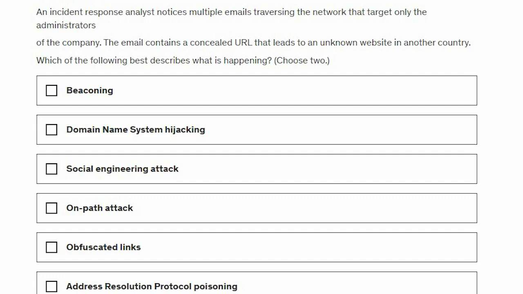A. Beaconing. B. Domain name system hijacking. C. Social engineering attack. D. On-path attack. E. Obfuscated links. F. Address resolution protocol poisoning. Pause the video and answer these questions with 2 correct answers.